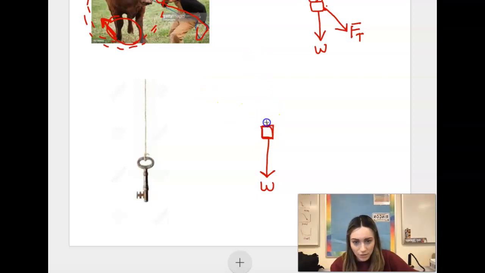So, since it's not on a surface and it's actually being hung by a string, it would still be an equal magnitude and opposite direction force going upwards, because we can see that the key is just hanging, it's not moving. But instead of a normal force, in this case, it is a tensile force or tension, because it is hanging from a string.